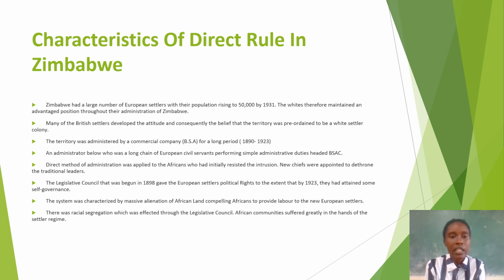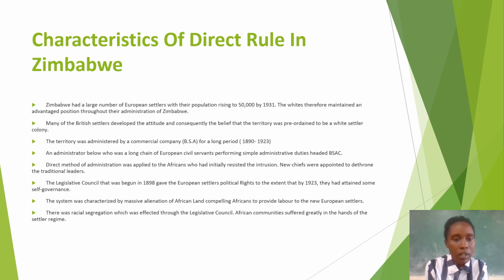Characteristic number 3, the territory was administered by a commercial company, the BSA, for a long period, in the years 1890 to 1923. The fourth characteristic, below the administrator was a long chain of European civil servants who performed simple administrative duties, headed by the BSA, the one we have discussed above.